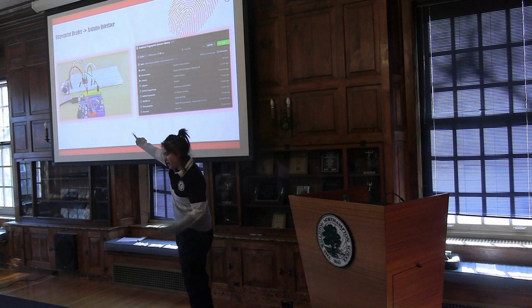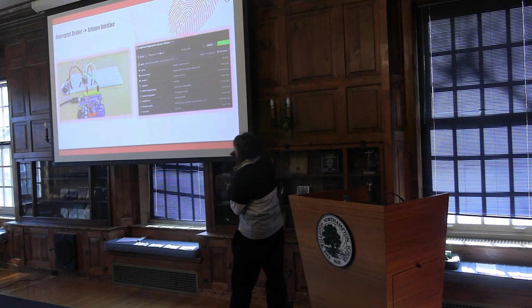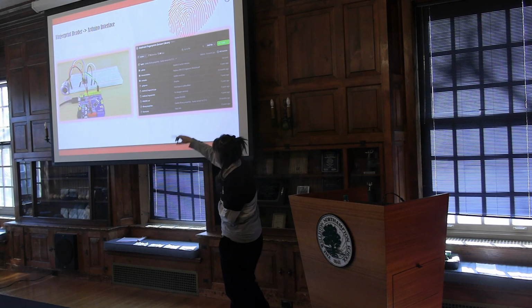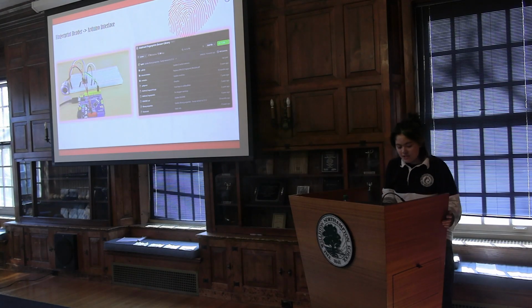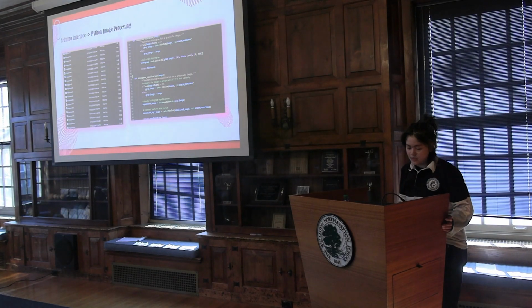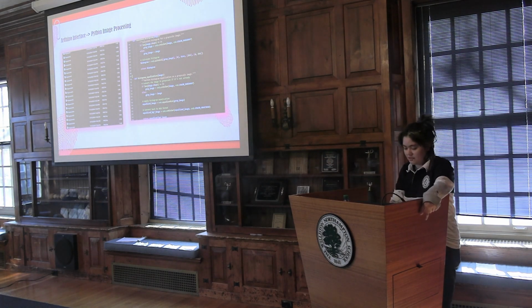The blue breadboard, the blue thing on the bottom, that's an Arduino. That's the microcomputer. Okay, so fingerprint reader to Arduino interface. This is the Arduino library that I used. And then after that, once I get a bunch of images, as you can see over here, I put them into the Python image processing where I just do a bunch of contrast stuff. I get rid of the background.